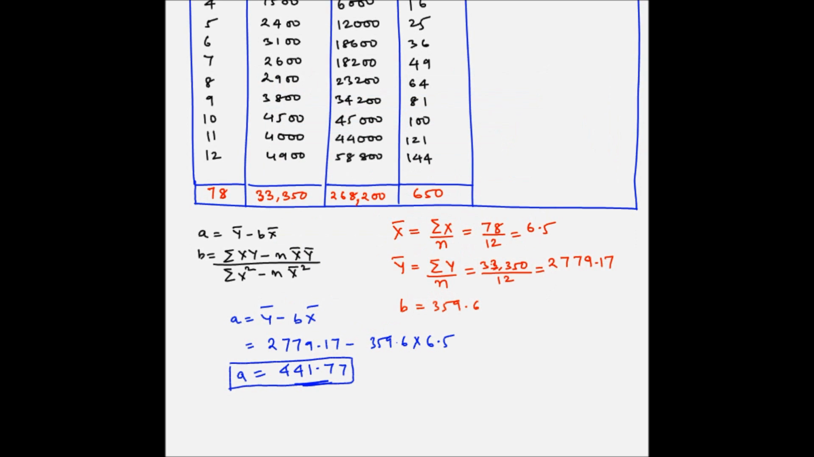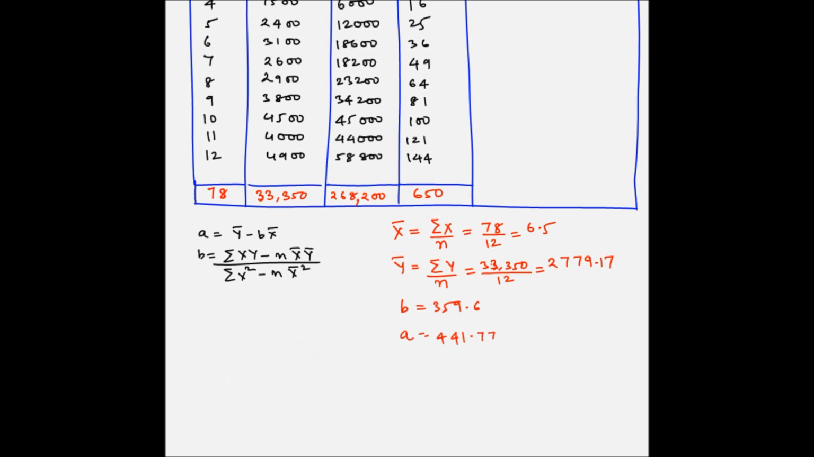So at this point we have the values of both A and B. So we can come up with the equation of the regression line. So let us plug these numbers into that equation. So the equation of the regression line is y is equal to A plus bx. So plugging in the values of A and B in this equation, so y is equal to 441.77 plus 359.6x.